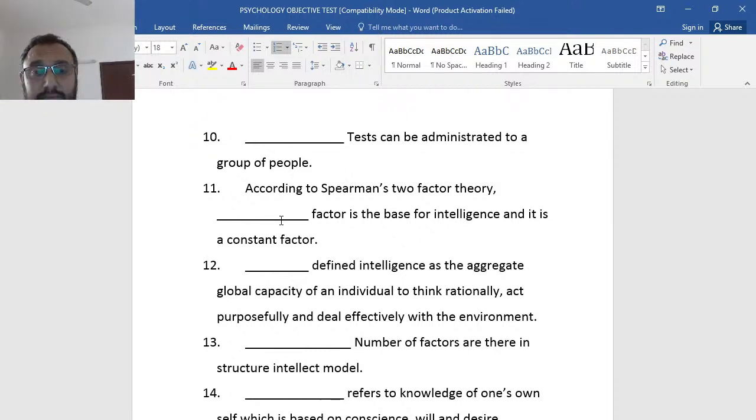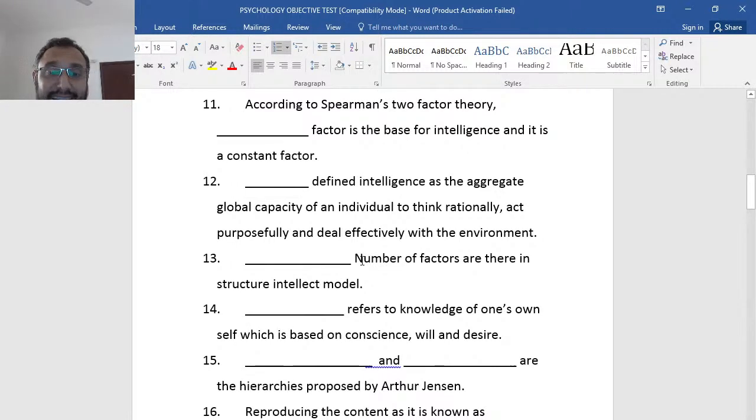Question number 12, you see here. Who defined intelligence as the aggregate global capacity of an individual to think rationally, act purposefully, and deal effectively? It is the one best definition for intelligence. Prior to this, the existing hundreds of definitions were revised by the psychologist David Wechsler. David Wechsler defined this concept, intelligence, in a much better way than anybody else. So Wechsler's definition is intelligence as the aggregate global capacity of an individual to think rationally, act with a purpose, and deal in an effective way with the environment.